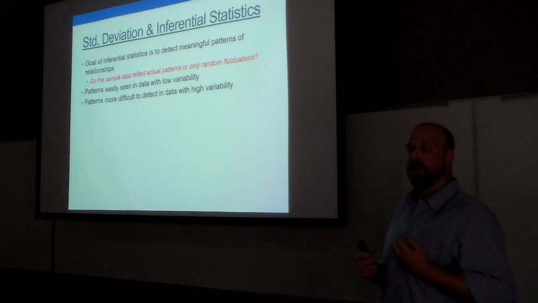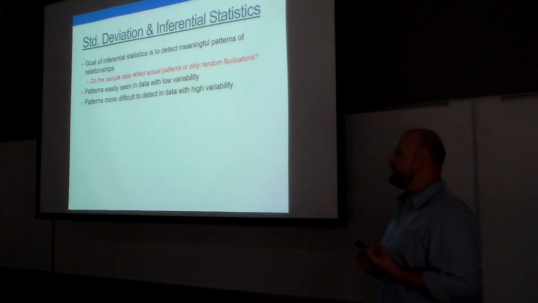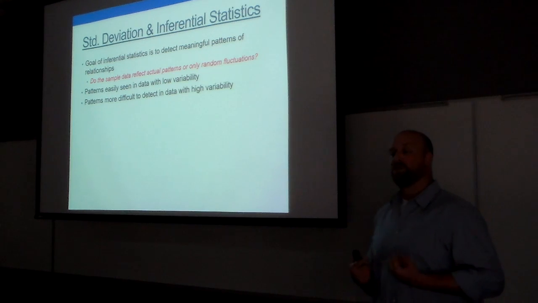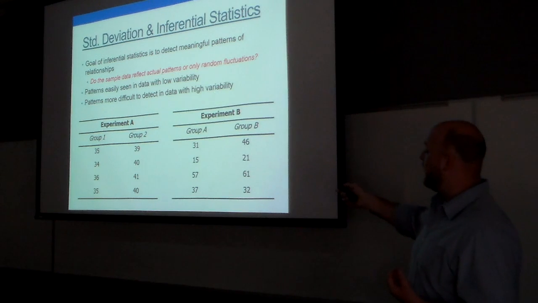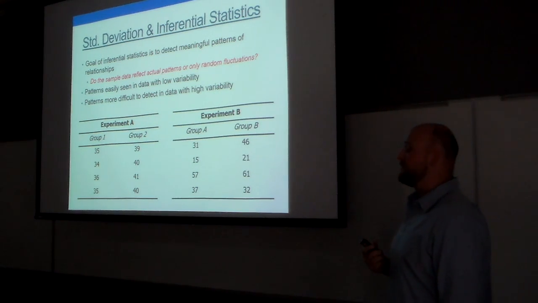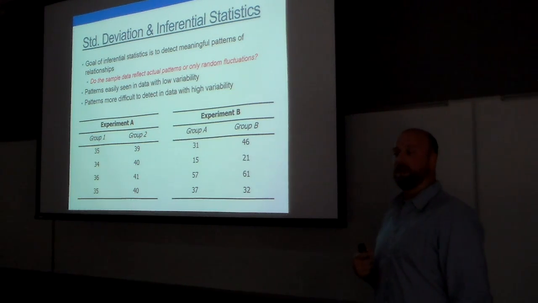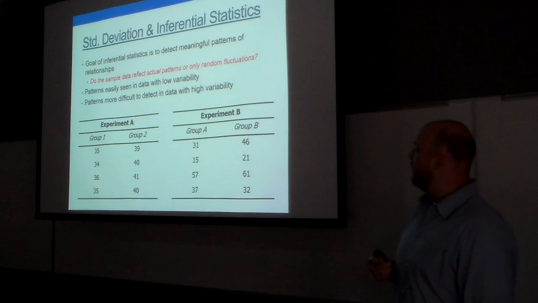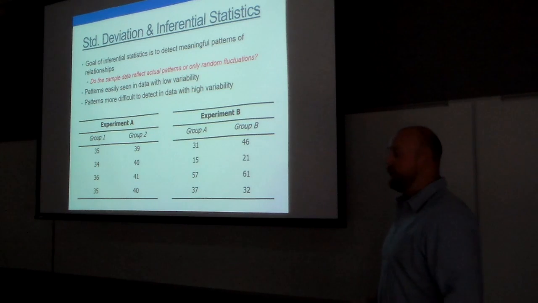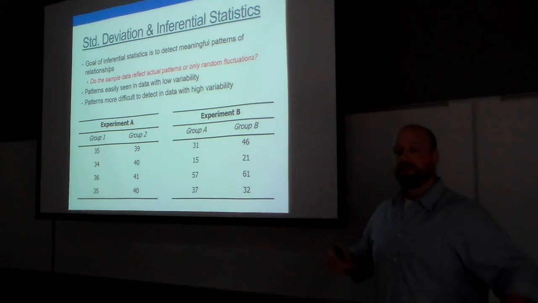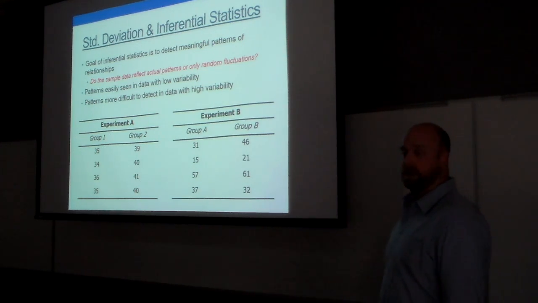If we have data with very low variability, it's going to be pretty easy to see patterns. If you see data with a great amount of variability, it's much more difficult to detect things, right? So if we look at experiment A and experiment B, in which of these experiments are we seeing more variability, Nick? Experiment B. More variability here, right? If we look within our group A, within our group B, we've got much more spreading out of scores, right? Versus these two. These are pretty tight, right?